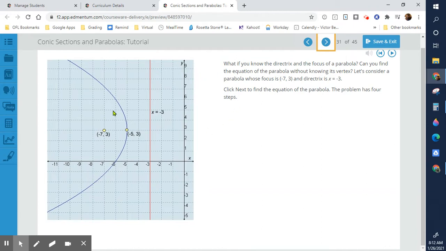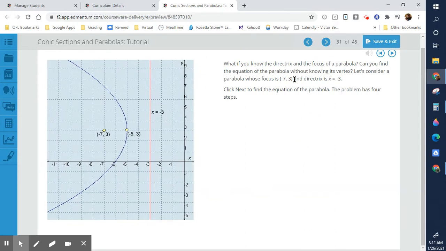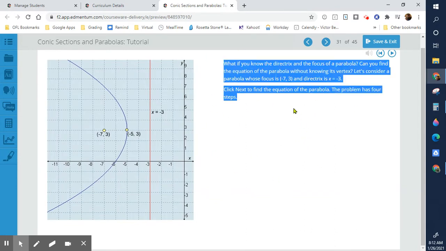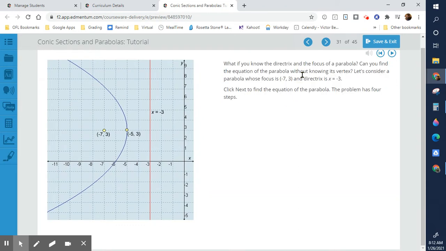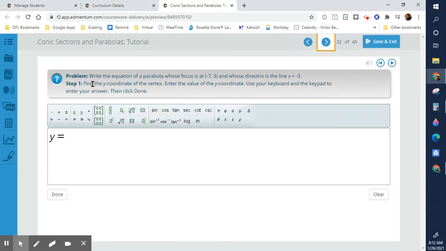All right, and then they talk about what happens when you have a directrix. These are really interesting narratives to read. I'm not going to go through them. You can always go through them on your own if you're having trouble understanding. They do explain what if the directrix was here and stuff like that. All right, so let's get into solving a problem.